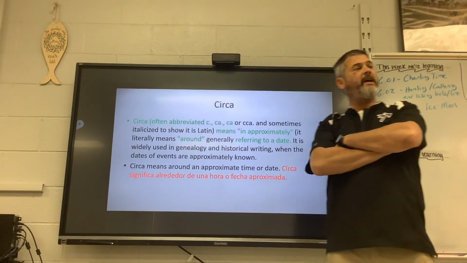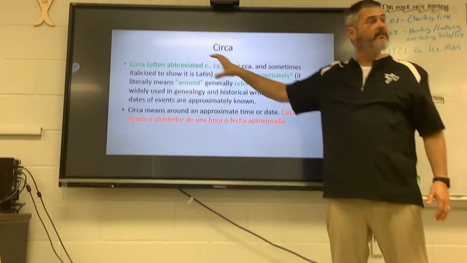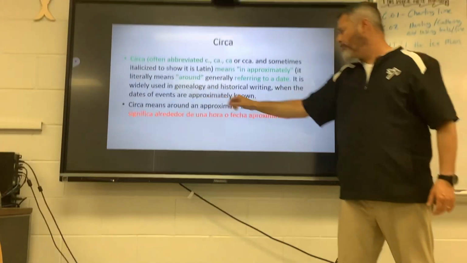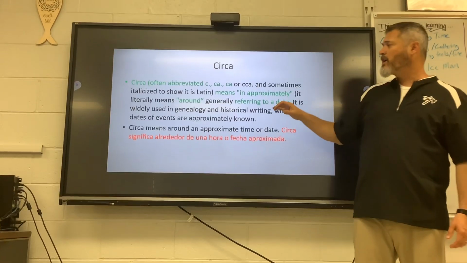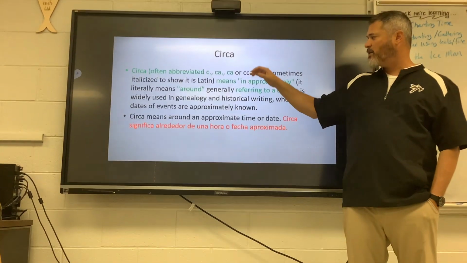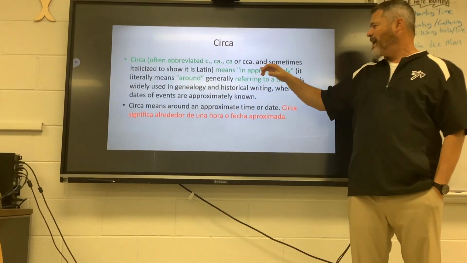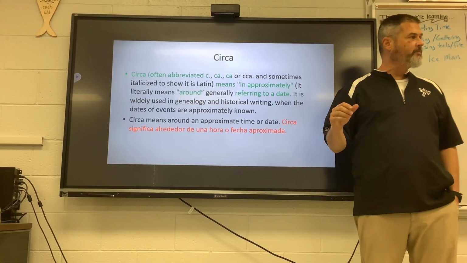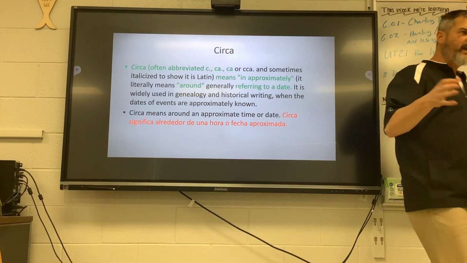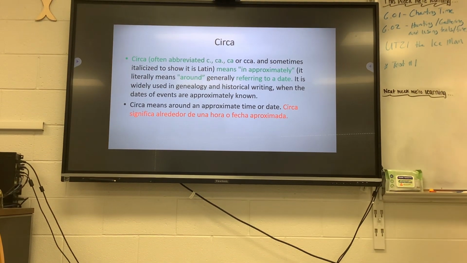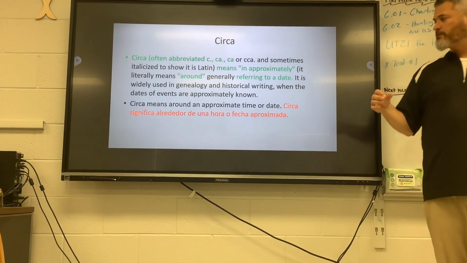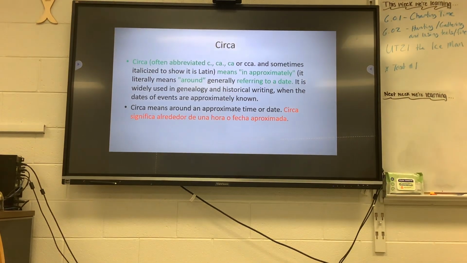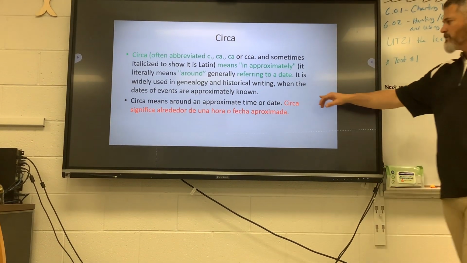Circa. What you're going to write here is what's in green, just the green words, and then you're going to write down the last one in black. Circa is often abbreviated C or CA or CA without a period. It means approximately or around a certain time. Jesus was born around AD 1. Circa means around or approximate time or date. You don't even have to write what's in black. Just write what's in green.